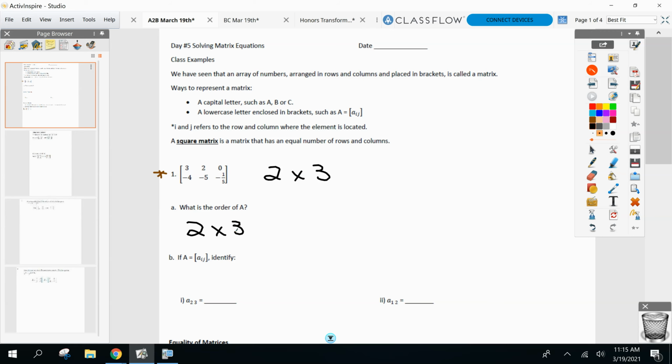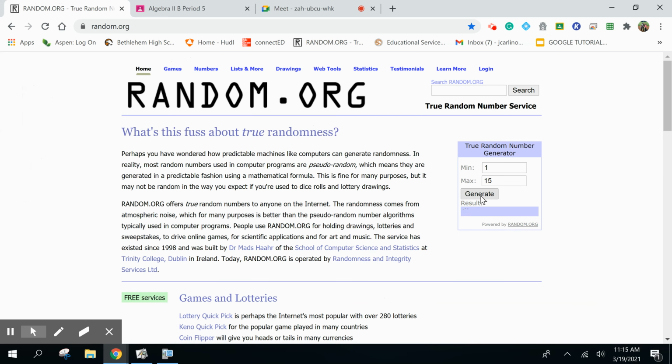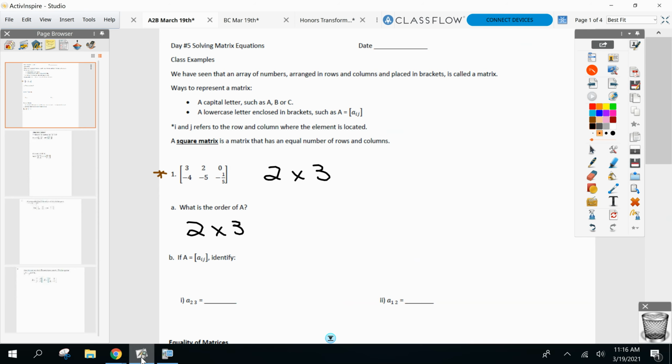Identify certain entries in there now. What's 2, 3? If I take that matrix, what is in position 2, 3 there? What number do you have there for me? Ella, what number do I have there in 2, 3? -1/5. Good job. Row 2, column 3. -1/5.